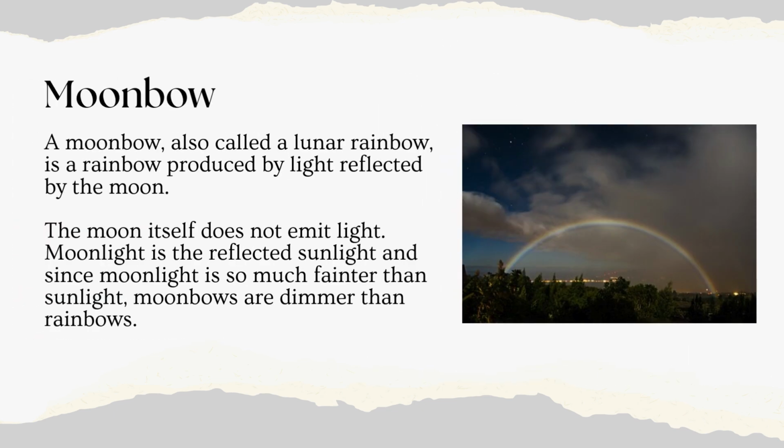Moonbow. A moonbow, also called a lunar rainbow, is a rainbow produced by light reflected by the moon. The moon itself does not emit light. Moonlight is the reflected sunlight, and since moonlight is so much fainter than sunlight, moonbows are dimmer than rainbows.